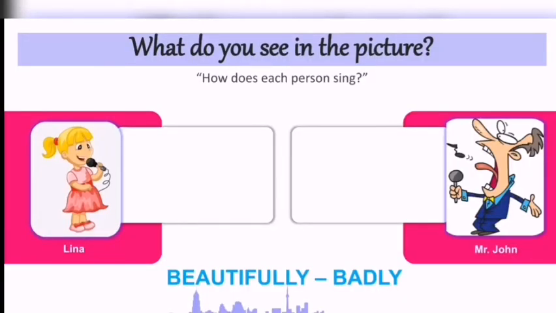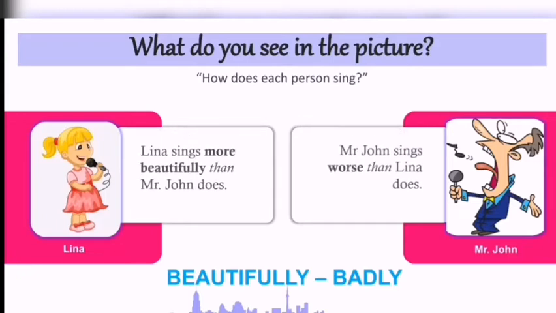Right, there are 2 people singing in the picture. The left one is Lina and the other one is Mr. John. As usual, I give you clues. It is beautifully and badly. So how does each person sing? Okay, let's check your answers here.